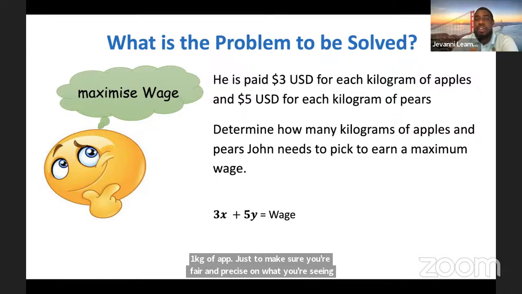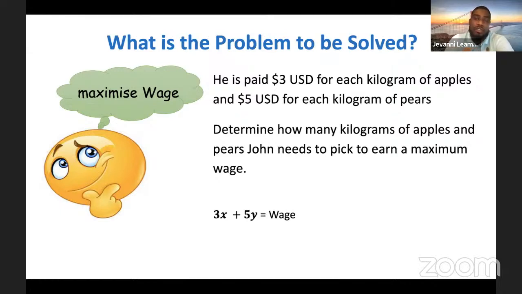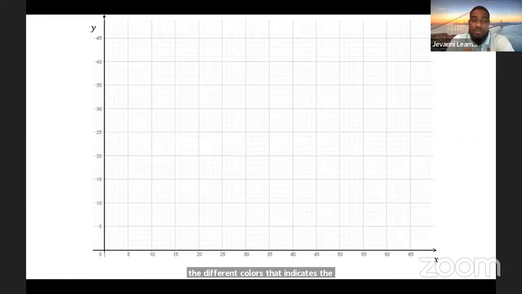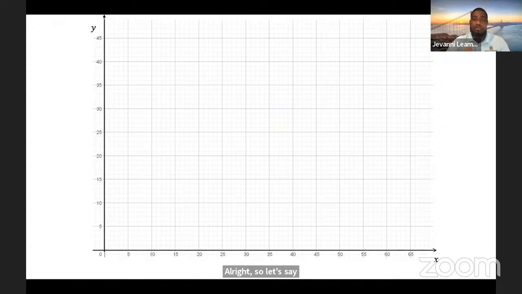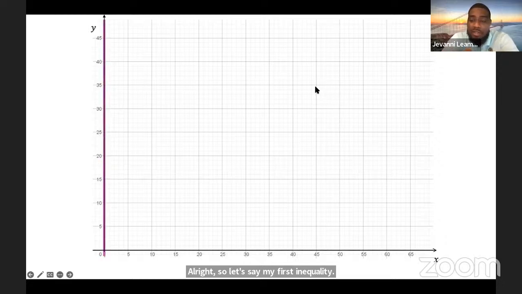All right. So now we're going to plot those inequalities that we had. So we have 5 inequalities to plot. We need to look at the screen very carefully and the different colors that indicate the lines we're going to use. So let's say my first inequality: that purple line right there.